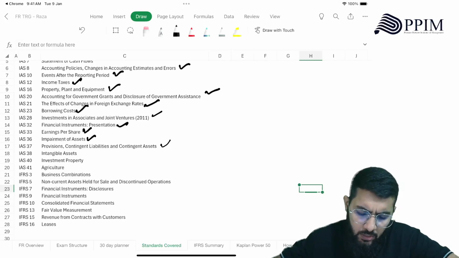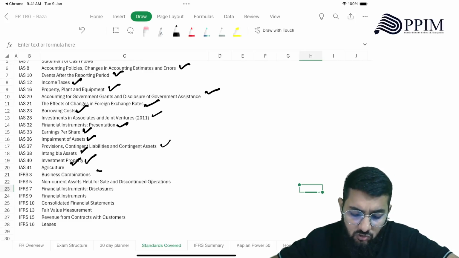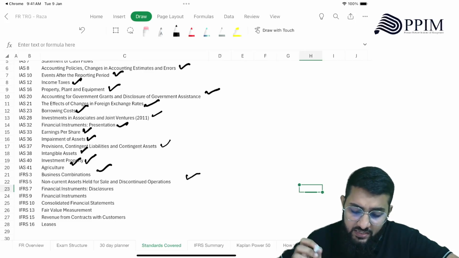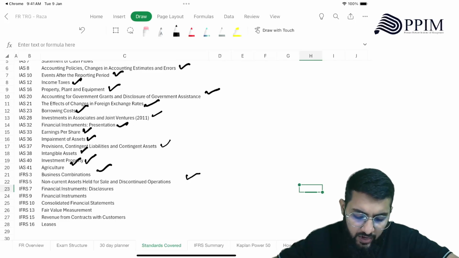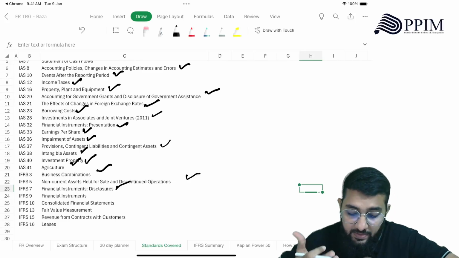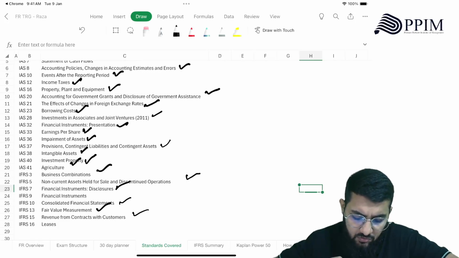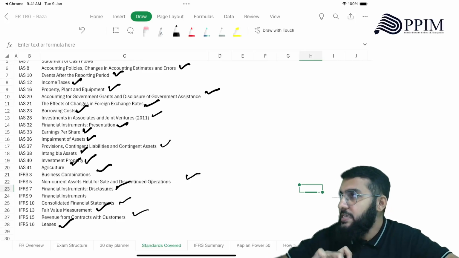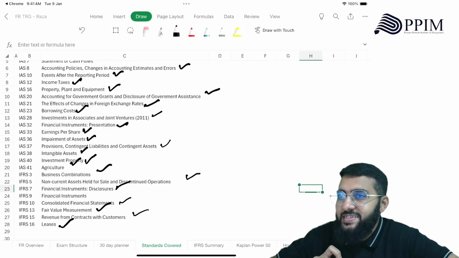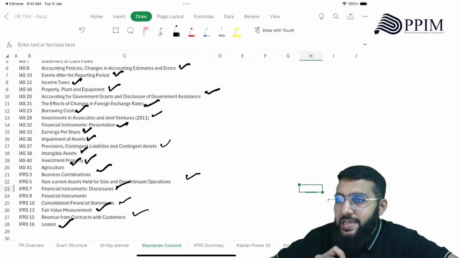Then we have intangible assets, IAS 38, IAS 40 investment property, IAS 41 agriculture, IFRS 3 business combinations, IFRS 5 non-current assets held for sale and discontinued operations. Then IFRS 7 and IFRS 9 is financial instruments. IFRS 7 is disclosure based, IFRS 9 is the main standard. Then IFRS 10 consolidated financial statements, IFRS 13 fair value measurement, IFRS 15 revenue from contracts with customers, and IFRS 16 leases. So these are the standards covered. How many standards? 26 standards.